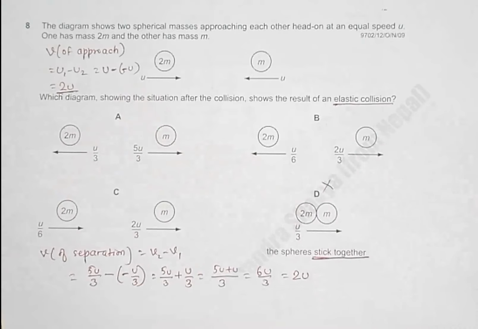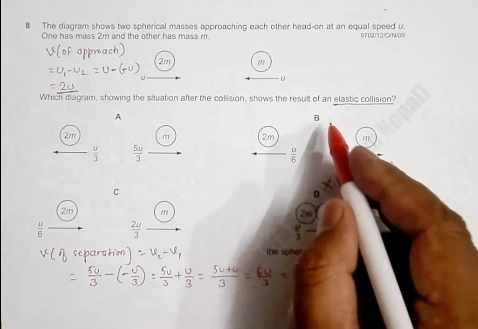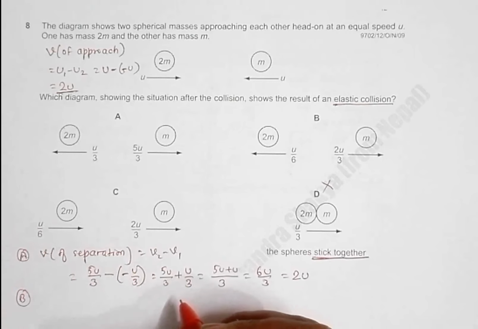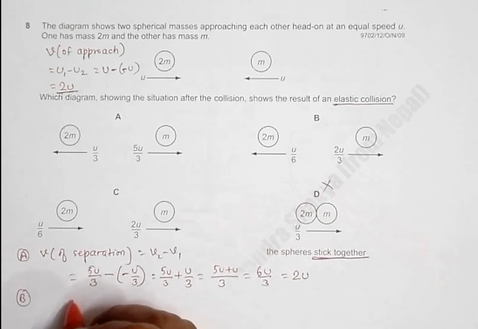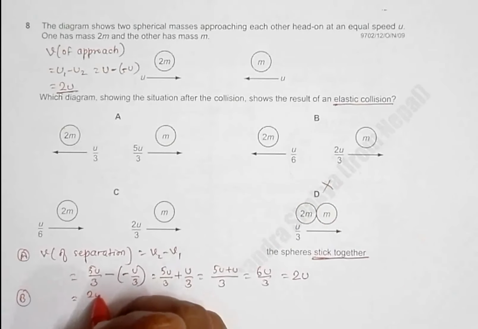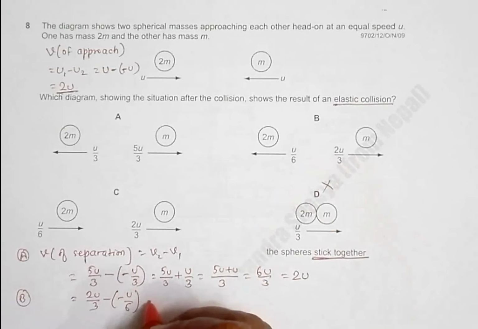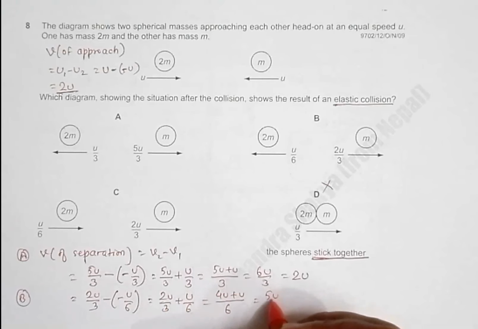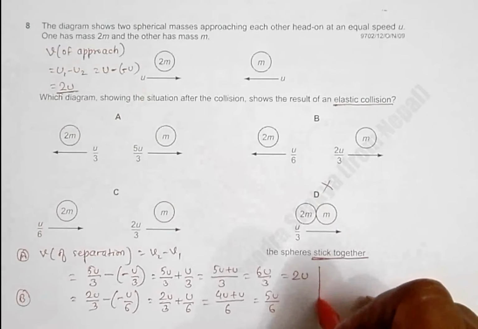Let's go through the other choices as well. For choice B, v2 minus v1 will be 2u by 3 minus minus u by 6, so that's 2u by 3 plus u by 6, which is 4u plus u over 6, equal to 5u by 6. This is definitely not equal to 2u, so it can't be a correct choice.